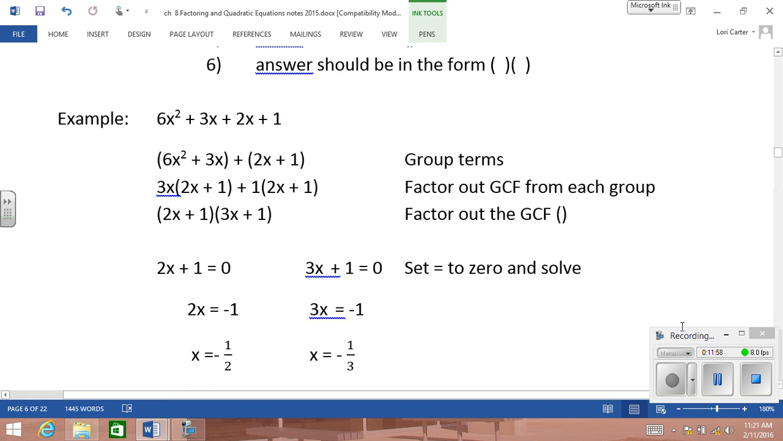Okay, here we go. Everybody at the 6x squared. Where you're at. Okay, first step, what do I do? Group them. So I put the first 2 together.